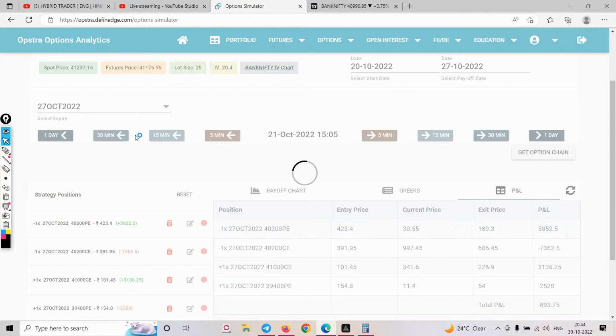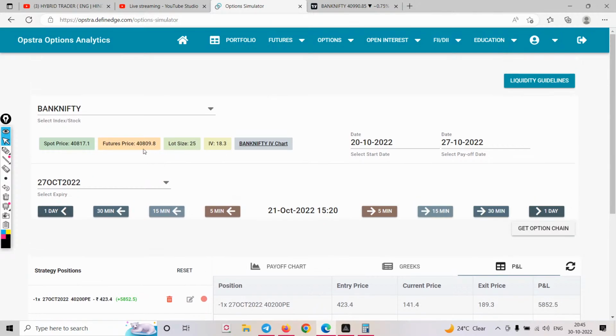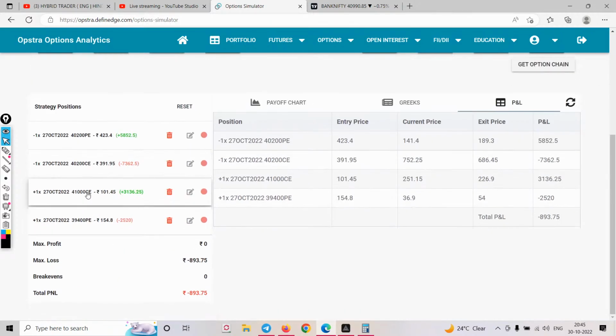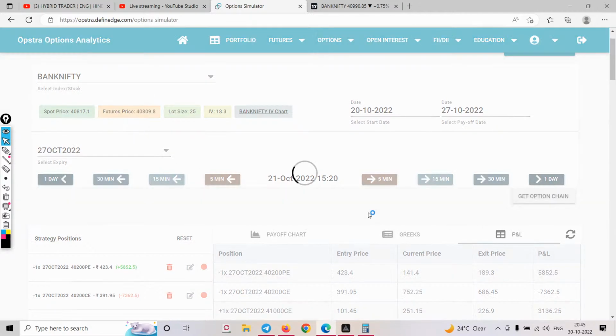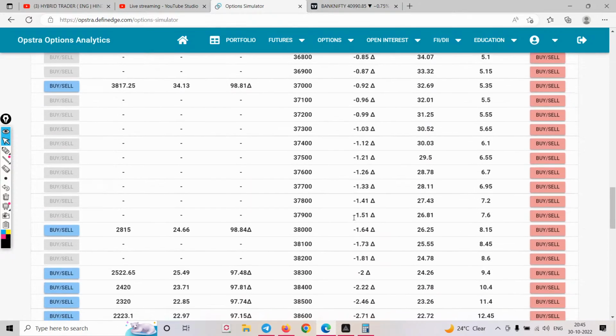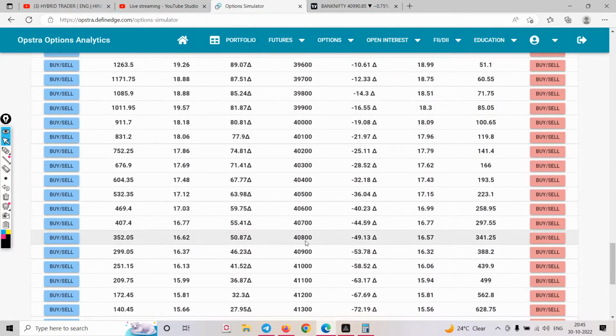On the 30 minute chart, let me say maybe somewhere here I'll deploy one more iron fly. So where is the market standing now? The market stands at 40,800. It all depends on the view, right? So let me deploy at the current market price of 40,800. Let me take you to the option chain. Where is 40,800? Yeah, this one.